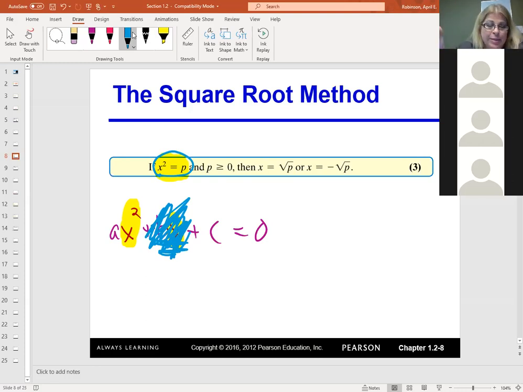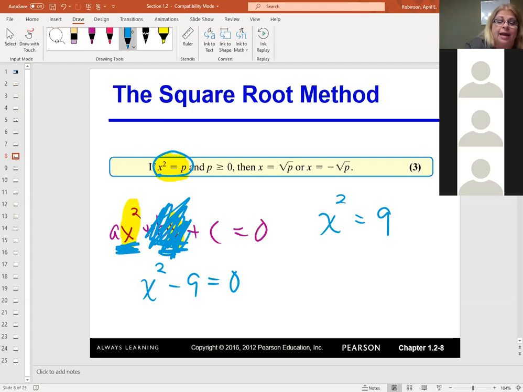They had it set equal to p. It's going to be something like x squared is equal to 9. Or they could give you x squared minus 9 is equal to 0. It'll only have the x squared guy and what's really called a constant. And so literally all you have to do, if you're solving for x, is get rid of the squared. Well, you do the opposite.